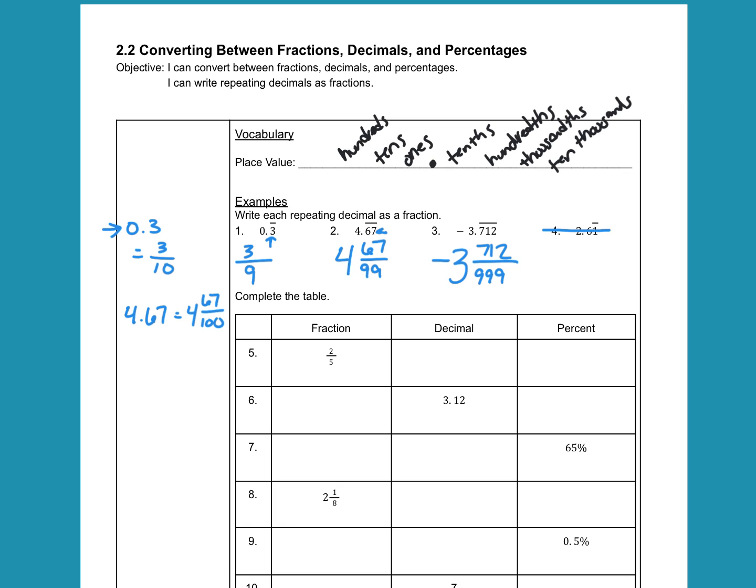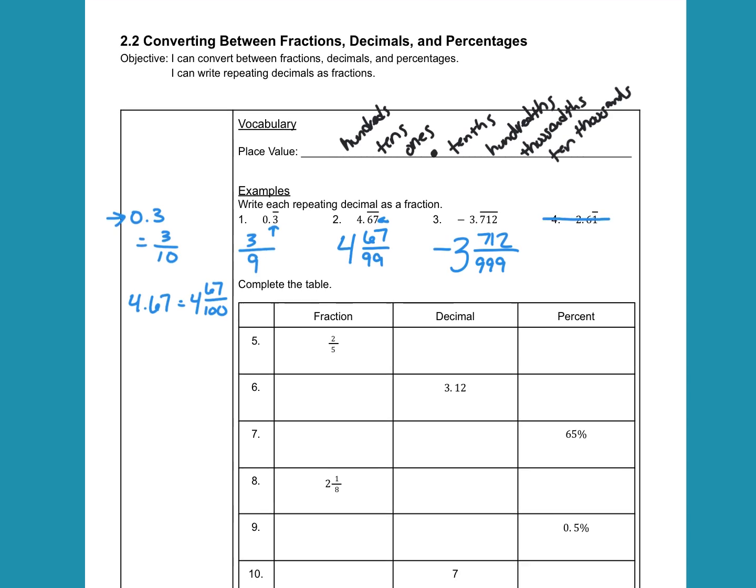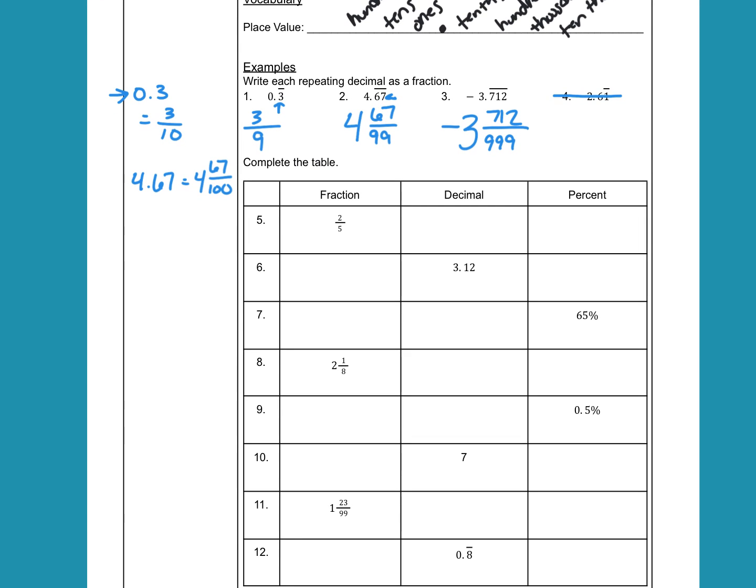So the rest of this table is mostly going to be just review from previous years, and we can use a calculator for this. So for number 5, I need to turn 2/5 into a decimal and a percent. So 2/5, well, a fraction bar just means divide, so this really just says 2 divided by 5. We can put that in our calculator, and 2 divided by 5 is 0.4.